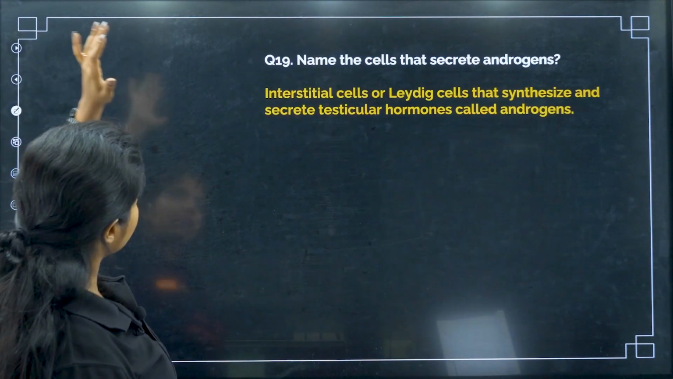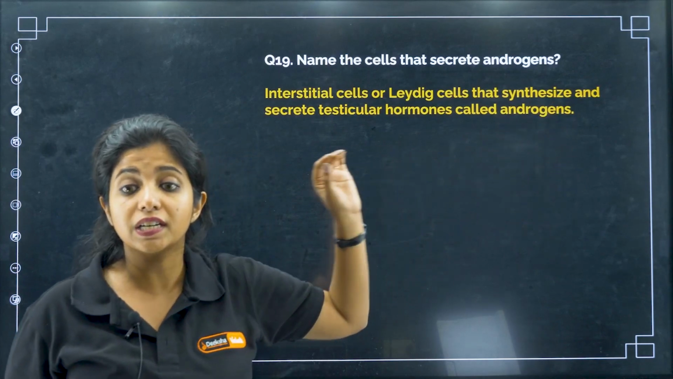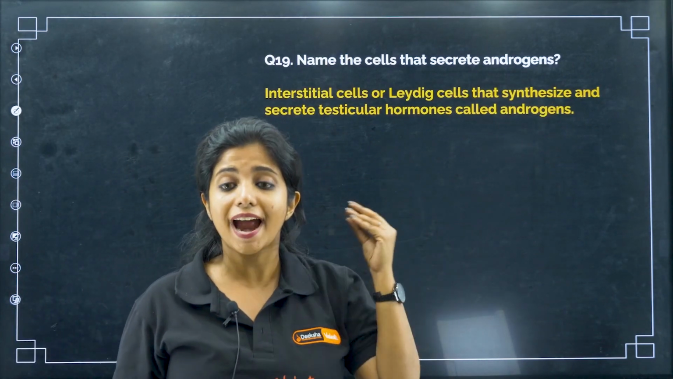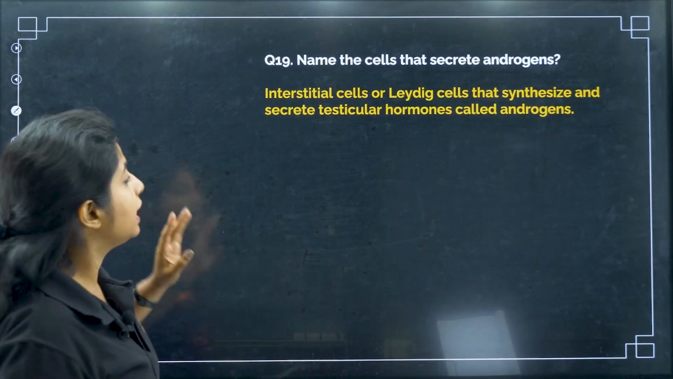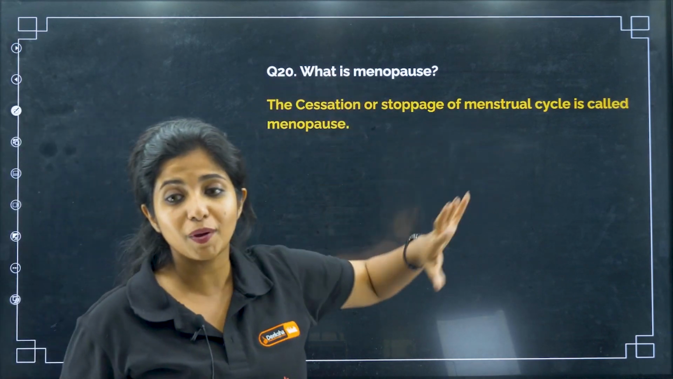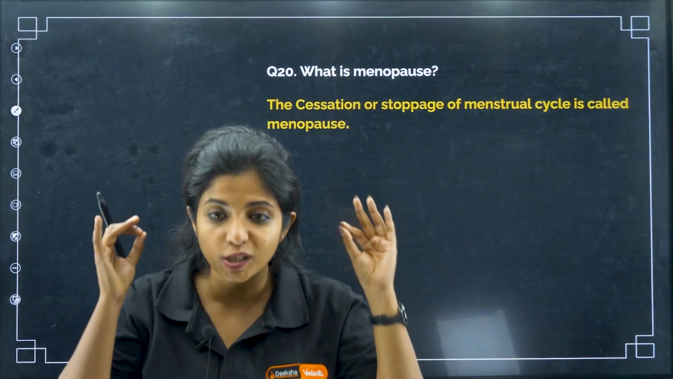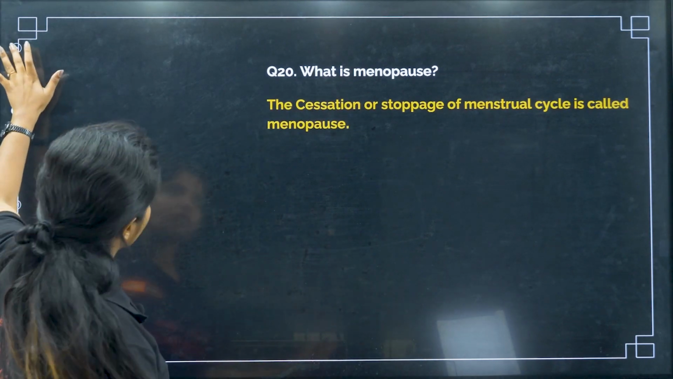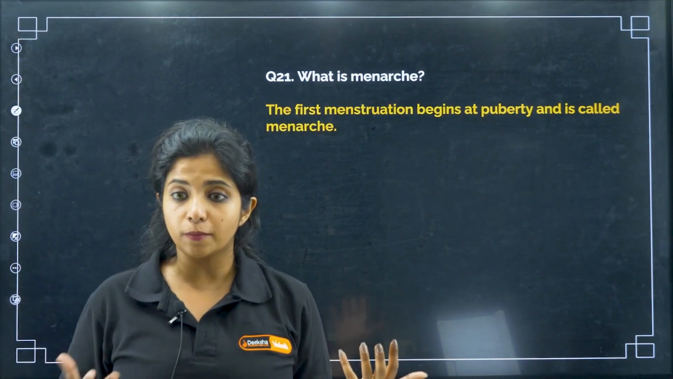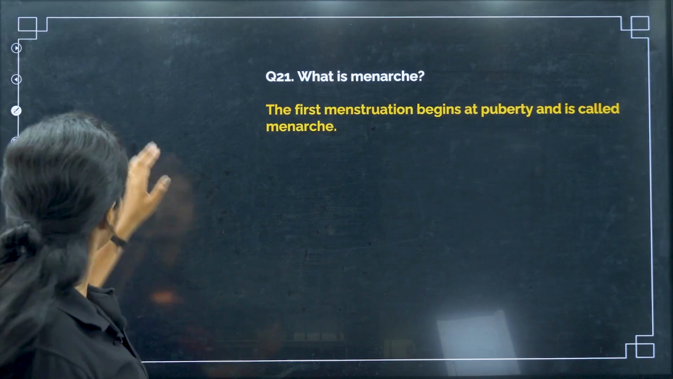Going ahead, name the cells that secrete androgens. It is Leydig cells or interstitial cells that secrete androgen, and the most famous androgen is what? It is testosterone. Going ahead, what is menopause? Menopause means cessation or stoppage of the menstrual cycle or the reproductive cycle. It is known as menopause. It happens almost around 50 years of age. What is menarche? The first menstruation. Okay, it starts in puberty and it is known as menarche.